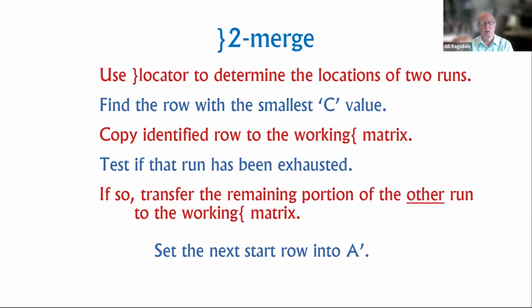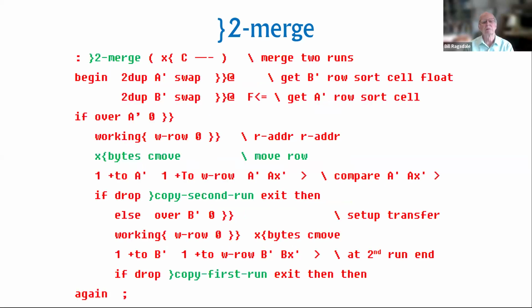And in that case, the next start row is set into A prime. So in this case, we have either sequentially gone through the 2 runs, finding the smallest, we have moved the terminating other run into the working file, working matrix, and now the whole process restarts.